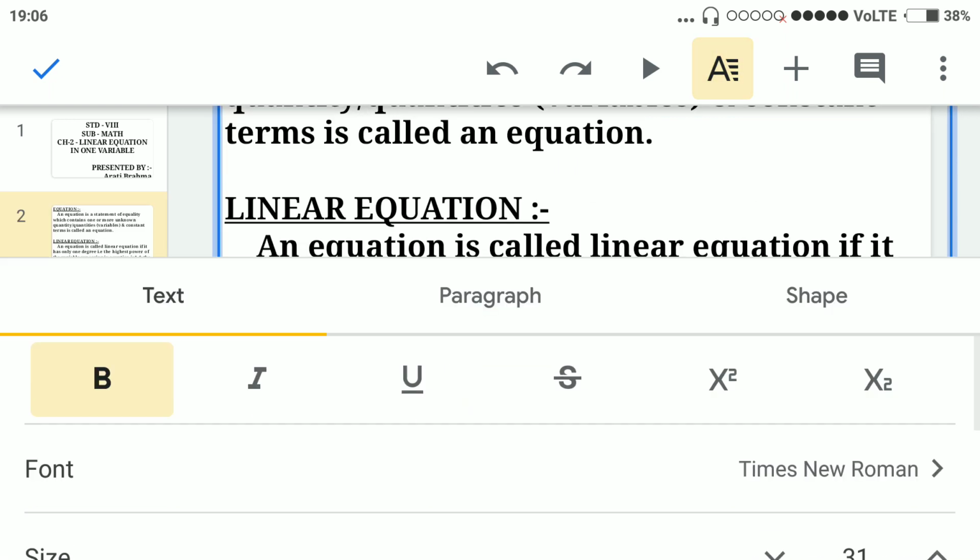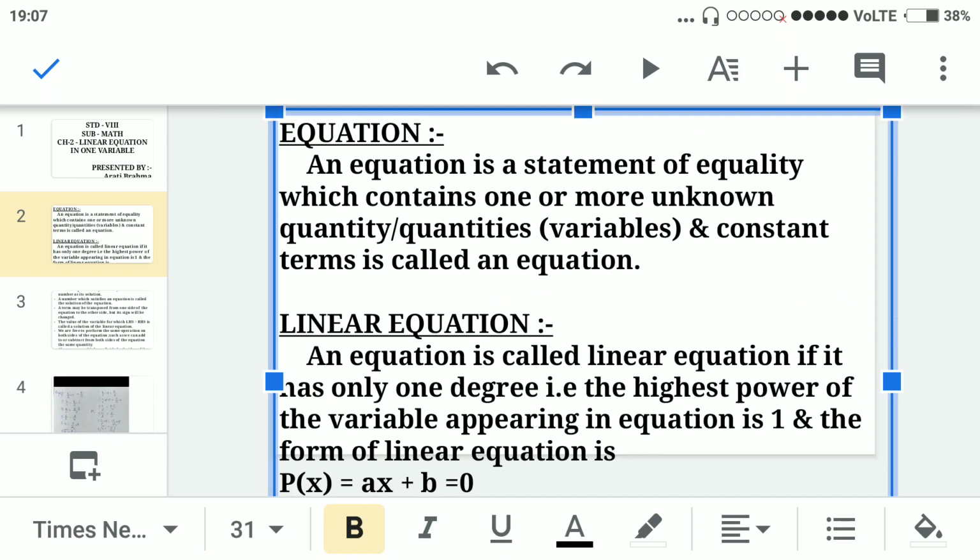Okay. Then, what is the meaning of linear equation? Linear means the equation has a maximum power of 1. An equation is called a linear equation if it has only degree 1, that is, the highest power of the variable appearing in the equation is 1, and the form of a linear equation is ax plus b equal to 0.